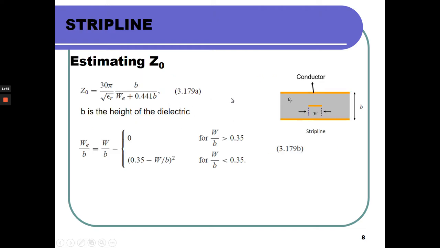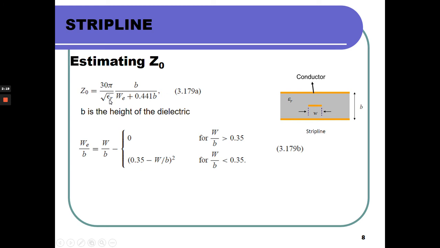Strip line is a little different estimation than the coaxial line. In strip lines, to find the Z0, the equation is this one. It's from the book, equation 3.179a in Pozar, third chapter, you will find this. All these are from the book. So this is how you estimate.